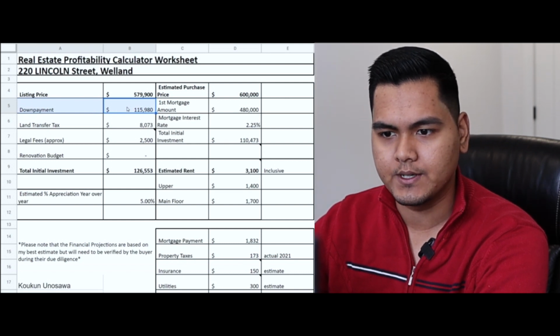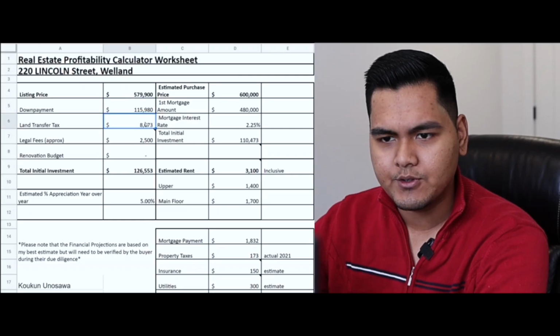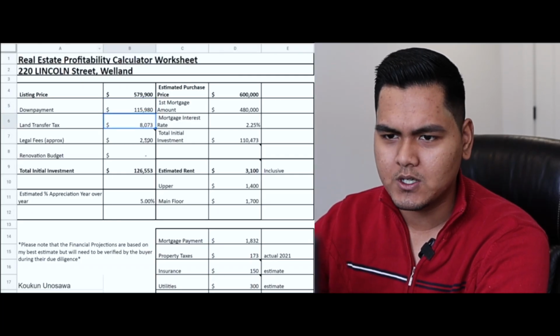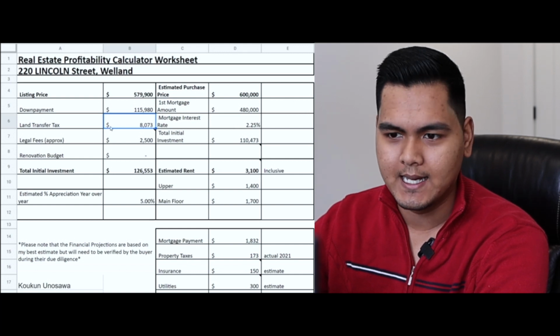So what we have here is 20%. I think this is still set up just to be 20% of the list price, so it may be a little bit more based on the purchase price. Land transfer tax is a bit of a complicated calculation to figure out, but this Excel has that already built in. So this calculates it based on this listing price.